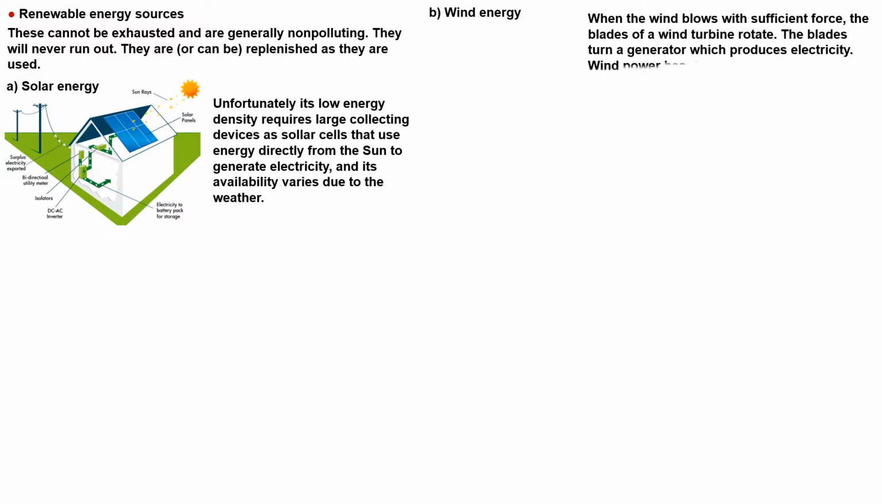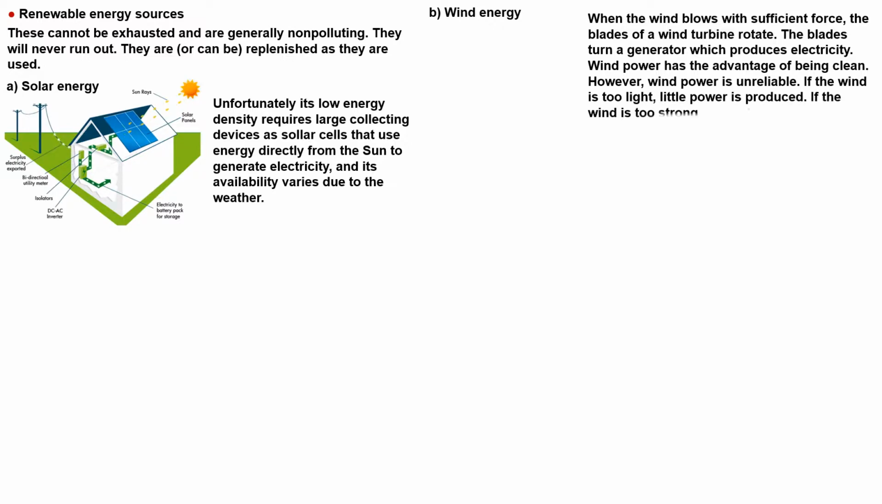Wind energy. When the wind blows with sufficient force, the blades of a wind turbine rotate. The blades turn a generator which produces electricity. Wind power has the advantage of being clean. However, wind power is unreliable. If the wind is too light, little power is produced. If the wind is too strong, generators can overheat, so the blades have to be stopped from moving.